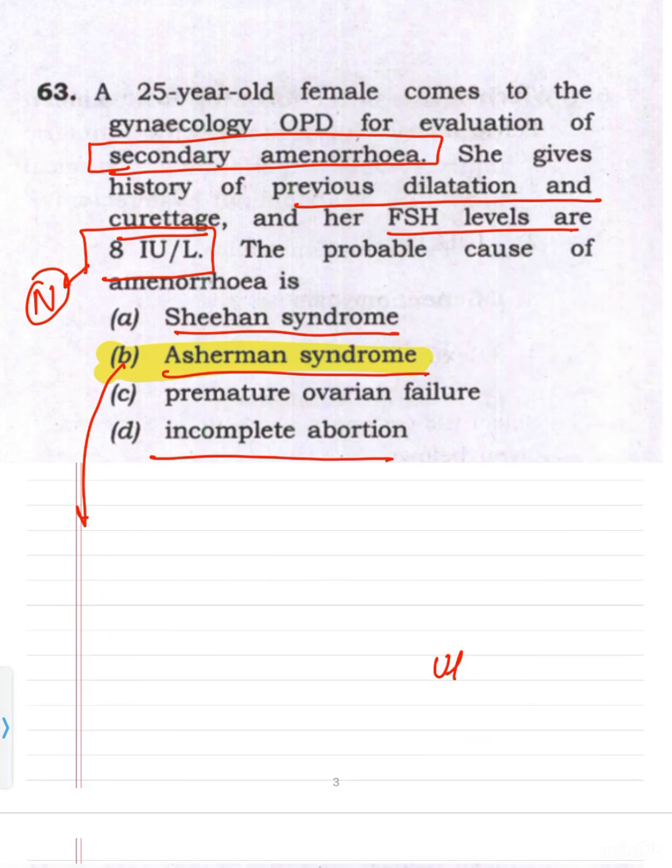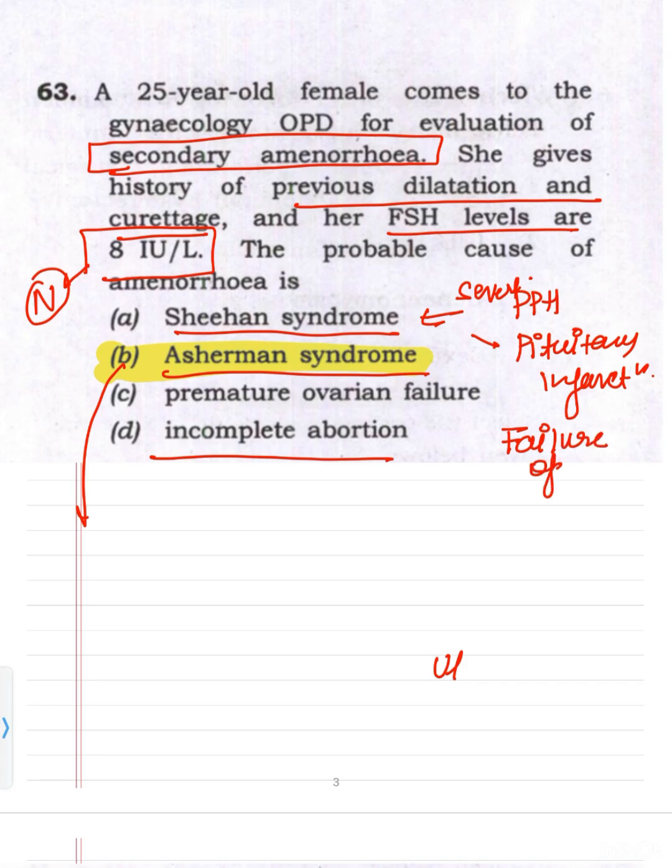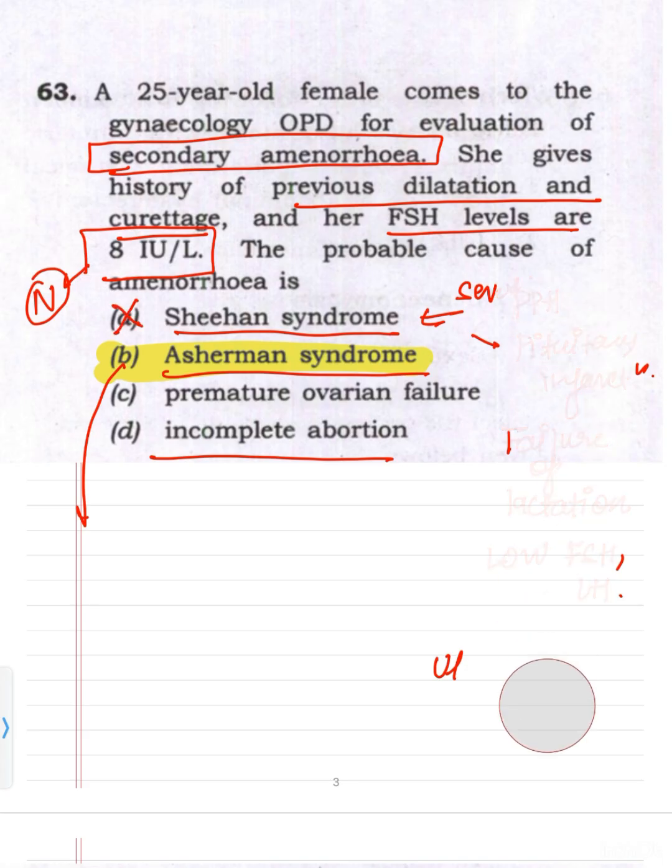So, the first other option is Sheehan syndrome. Why is it not Sheehan syndrome? The patient is not giving history of PPH. Sheehan syndrome occurs after previous severe PPH, or there is some history of pituitary infarction, or failure of lactation. So, whenever the answer will be Sheehan syndrome, such history will be present in the question. Or there are low gonadotropins, like low FSH or low LH. So, no such history is given. Plus, DNC history points toward Asherman only. So, A is wrong.